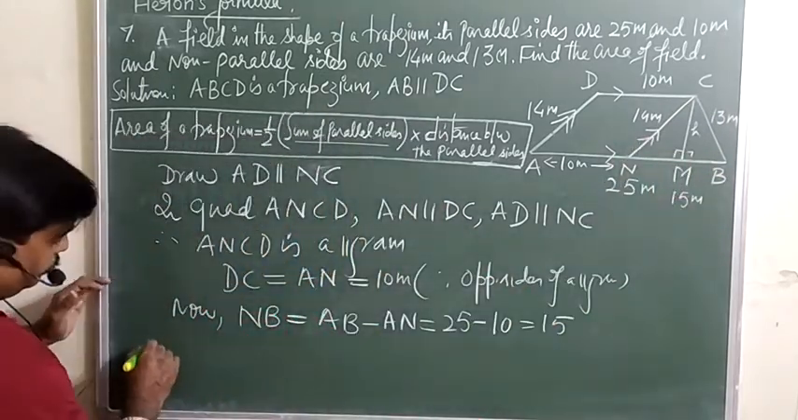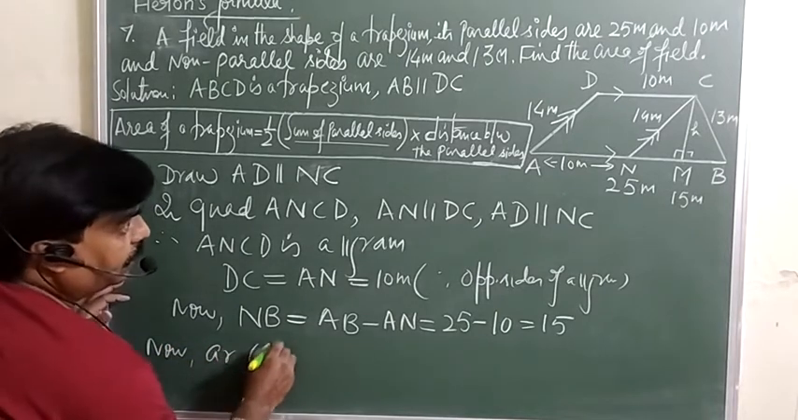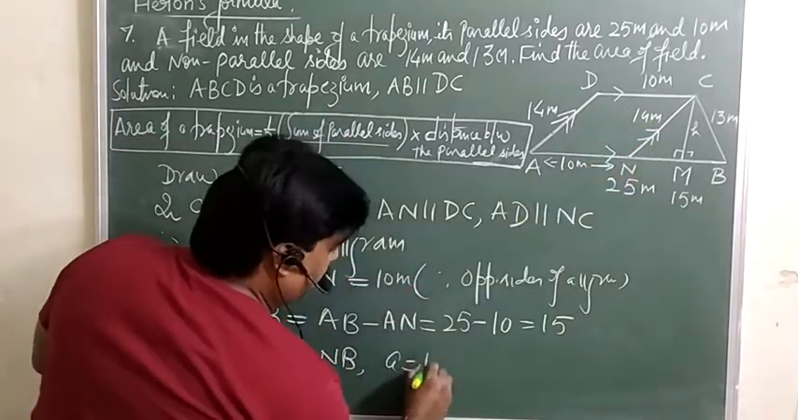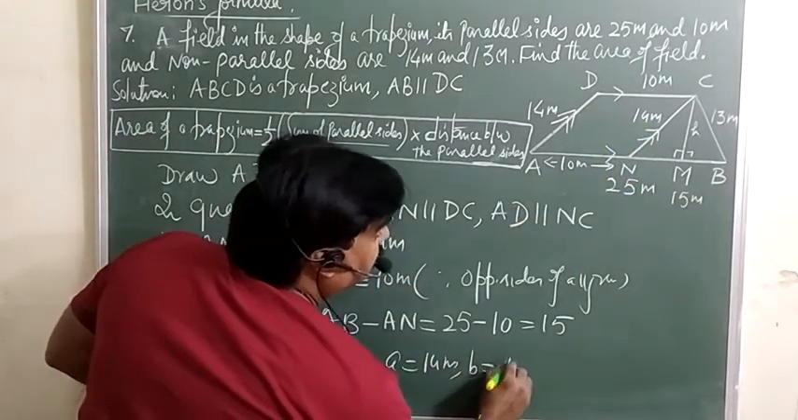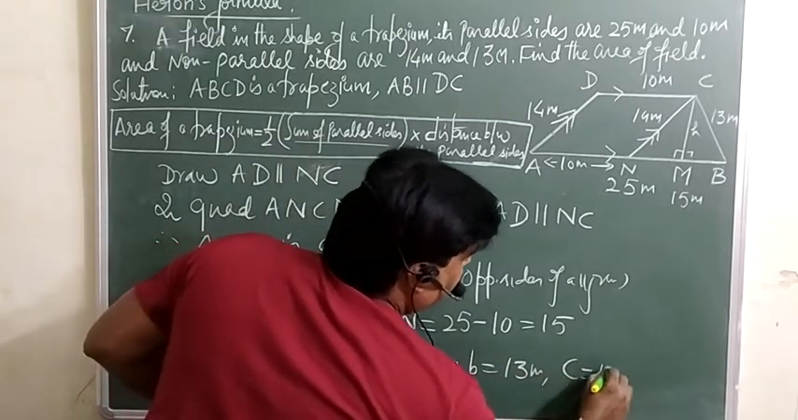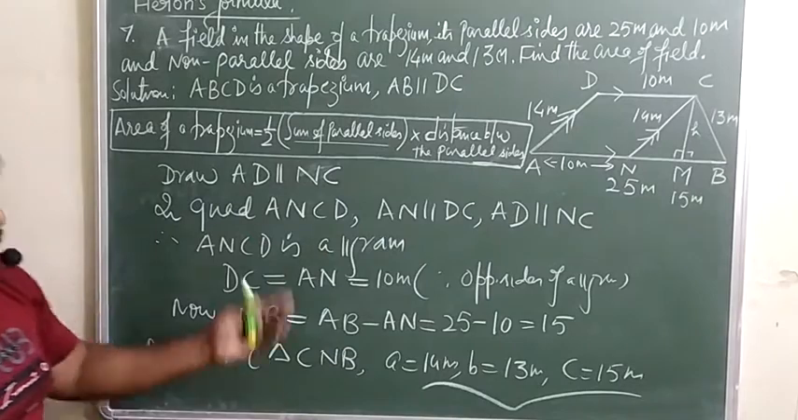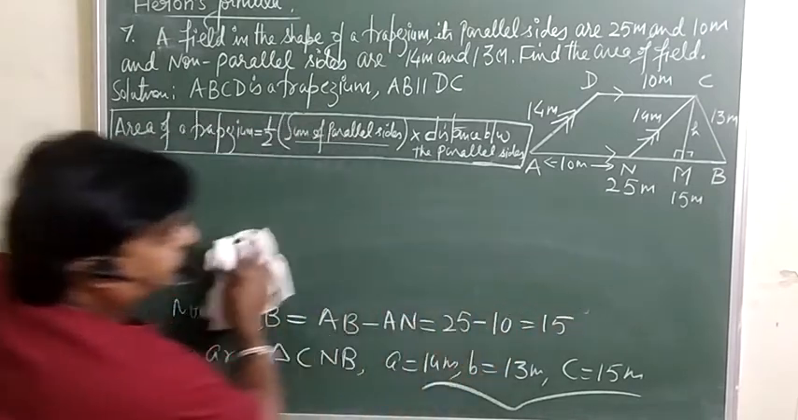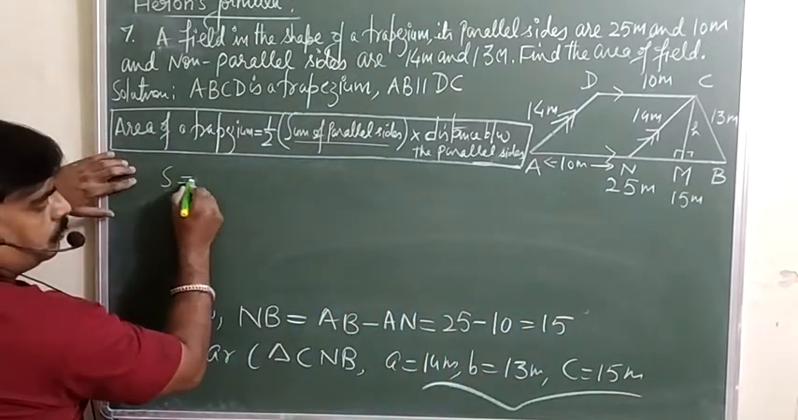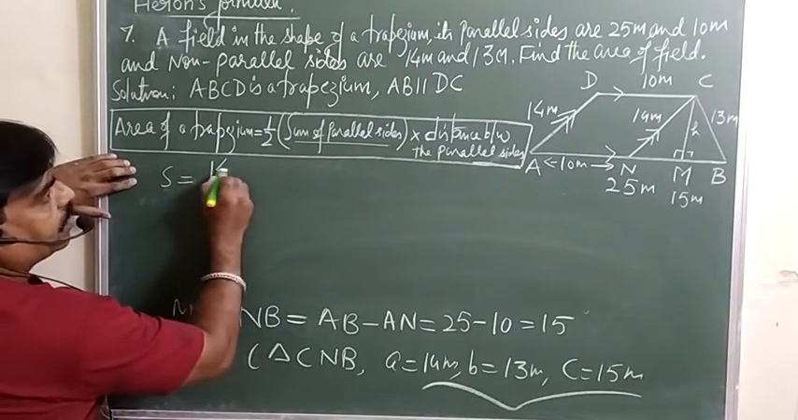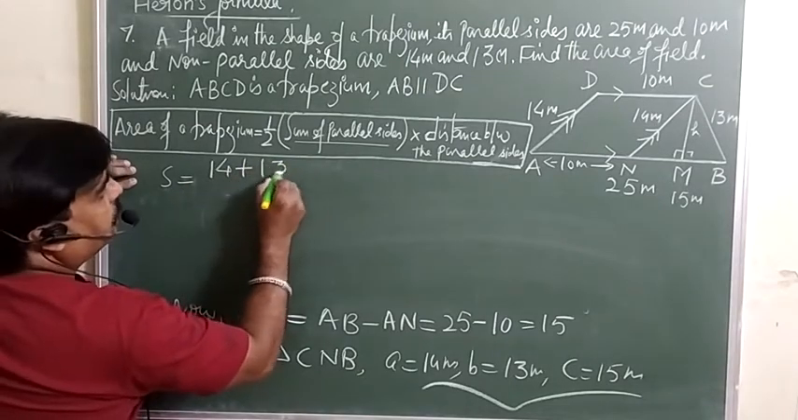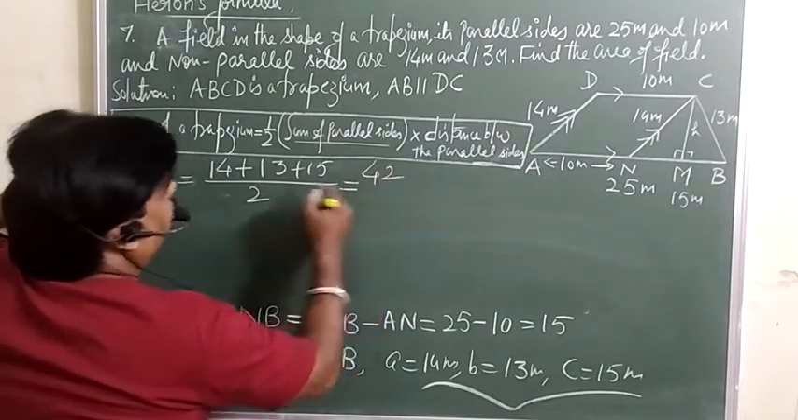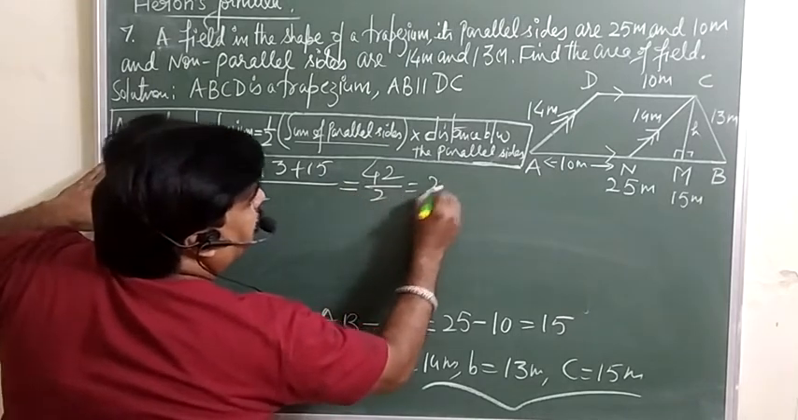So now, area of triangle C and B. For our convenience, you can take A is 14, B is 13, and C is 15 meter. So as usual, you have to find out S, the semi-perimeter. Look here. S will be equal to, I am directly doing, 14 plus 13 plus 15 by 2. So this will be equal to 42 over 2, that is 21 meter.